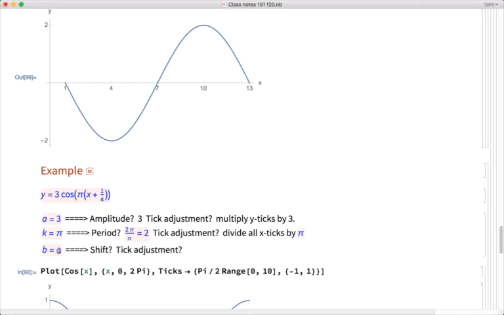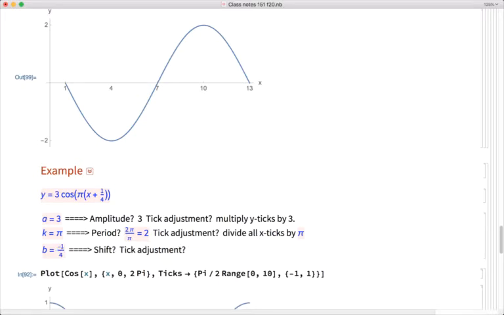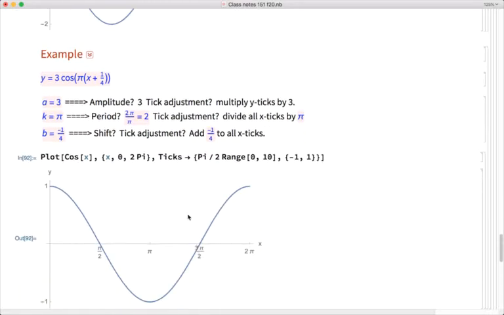And the shift, so this is a strange quirk in the way that our blue box is set up. The blue box is set up as x minus b. So the b here, if we want to be perfectly correct about it, is -1/4. So we're going to add -1/4 to all x ticks. Okay, so we'll do those one at a time.